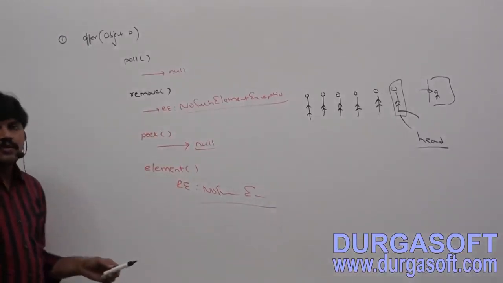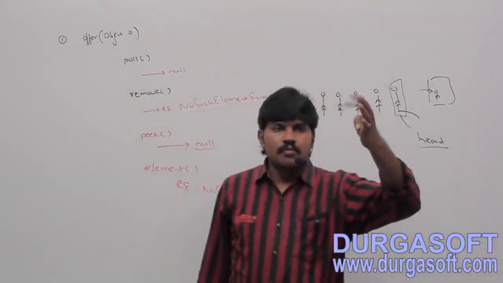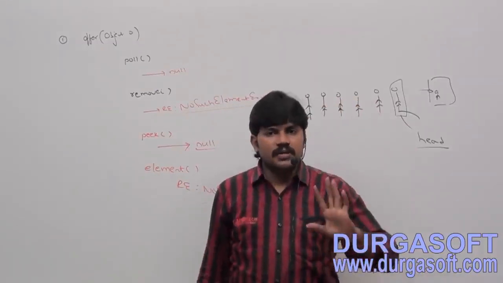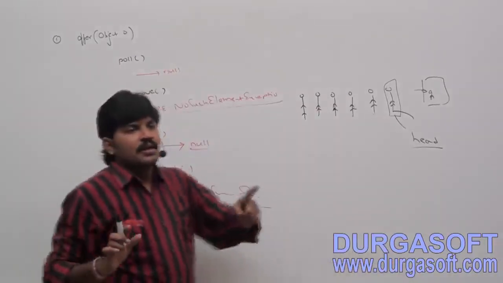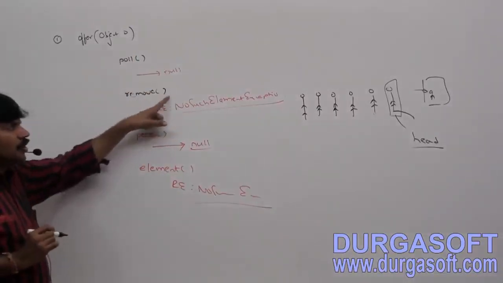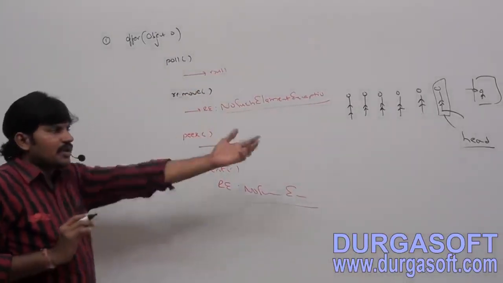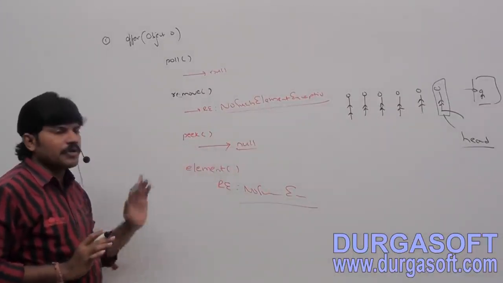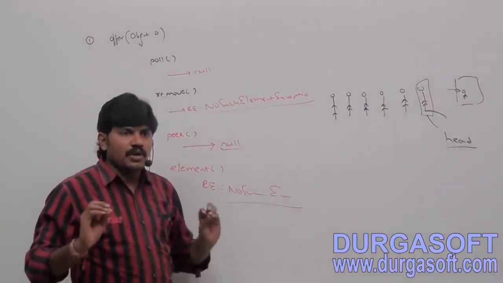That's all. In total, how many methods are there in the queue interface? Five methods: offer, poll, remove, peek, and what is the last one? The element method, right? These are the five methods you should be aware of. Poll and remove have the same purpose: to remove and return the head element of the queue. If the queue is empty, poll returns null; remove raises NoSuchElementException. Similarly, peek and element have the same purpose: to return the head element of the queue without removal. If the queue is empty, peek returns null; element raises NoSuchElementException, right?